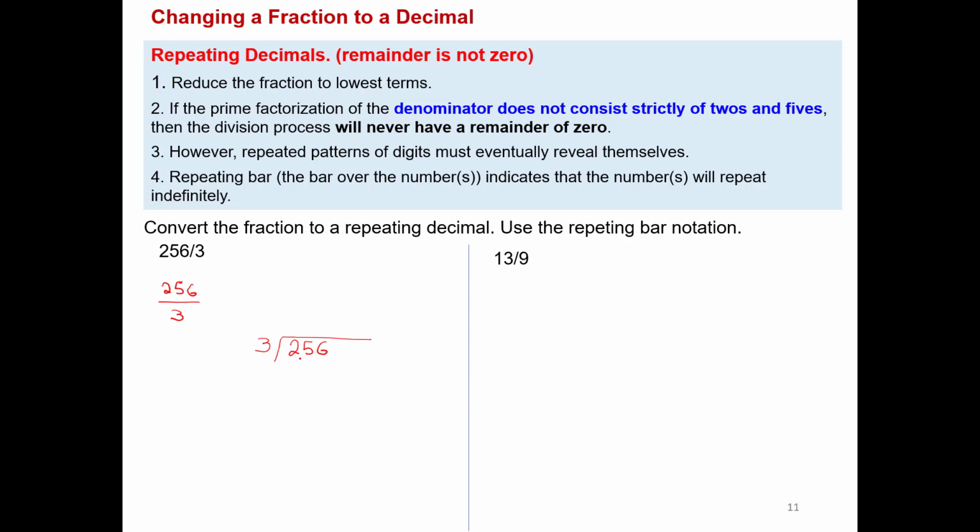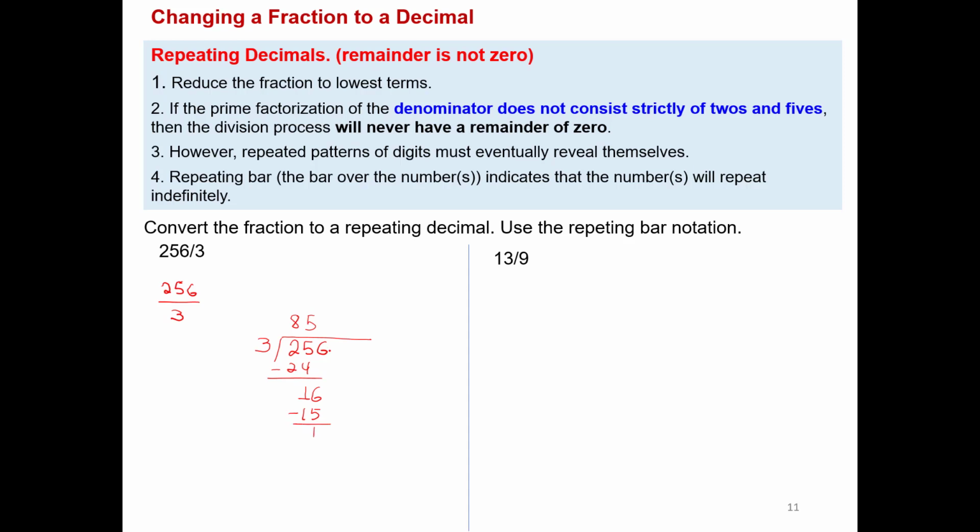3 divided into 25: how many 3's in 25? It will be 8, and 8 times 3 is 24. Then it's 1 here, bring down the 6. How many 3's in 16? We have 5. 5 times 3 is 15. We have 1.